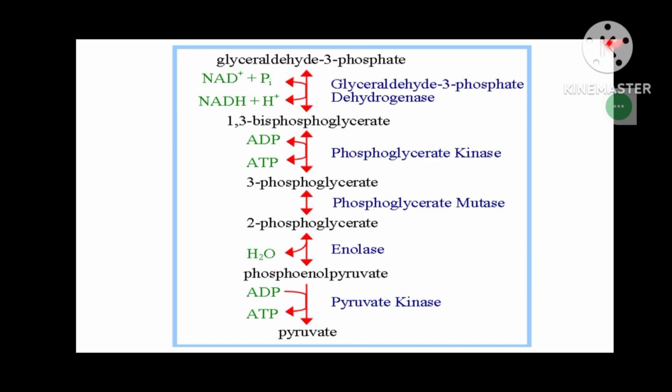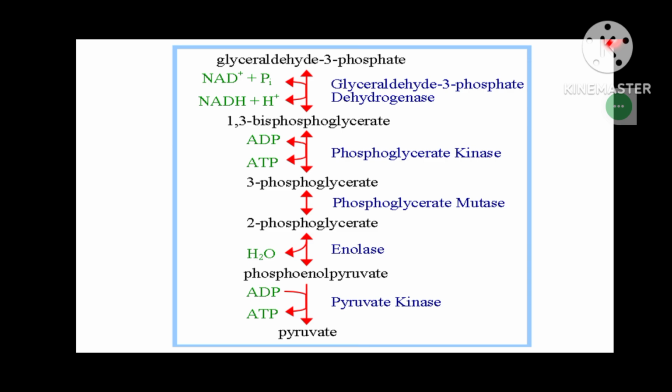Then phosphoenol pyruvate is finally converted into pyruvate by the enzyme pyruvate kinase. In this process, ADP is converted into ATP. You can see here two ATPs are formed and one NADH is formed in this process. So one NADH gives 3 ATPs.